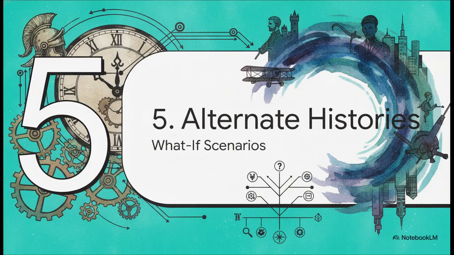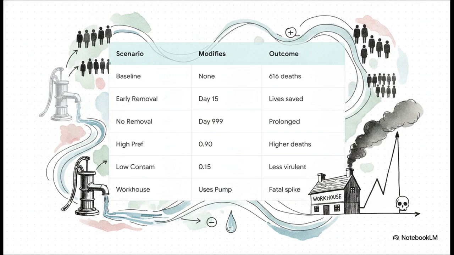All right, Section 5, Running Alternative Historical Scenarios. This is where it gets really fun. Since we validated these synthetic agents, we can now step into our digital detective shoes and really unleash the sheer power of counterfactuals. Here is our menu of alternate histories. The baseline gives us our standard 616 deaths, but look at all these variables we can tweak.